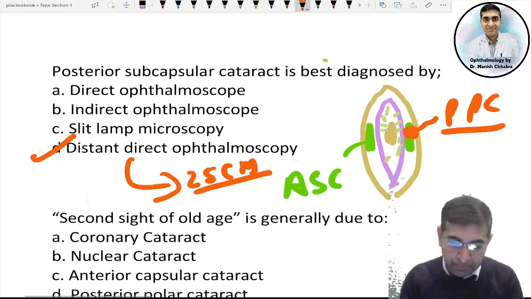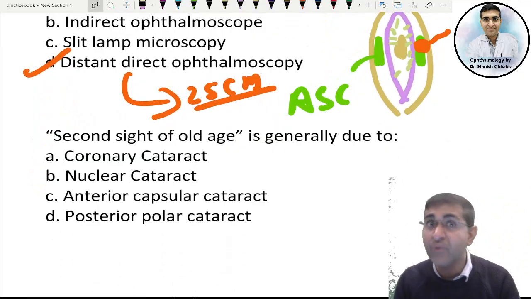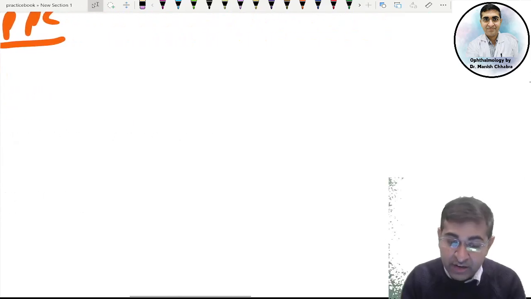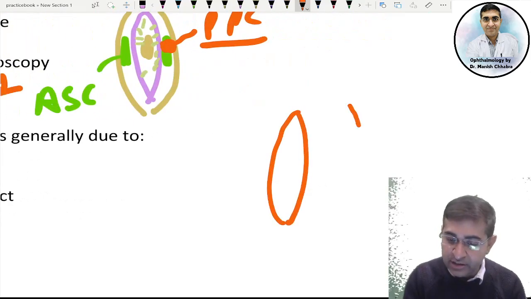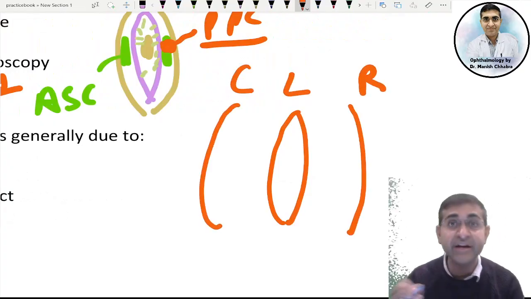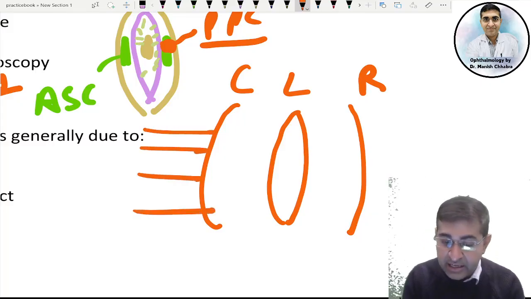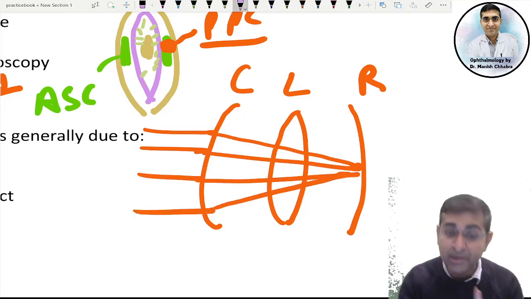Yes, okay. Now coming on to the second question, second sight of old age is generally due to which cataract? Now for that you will have to understand one concept. Okay, now what happens normally is, check this out. So this is the cornea C, this is the lens L, and this is the retina R. Okay, now when the light rays are coming from infinity, they are focused in front of the retina. Yes, this happens in normal persons, right?